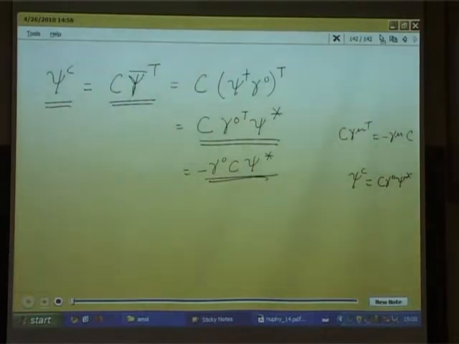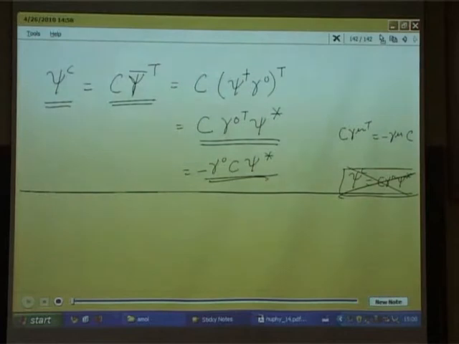So let's not use this at all. Actually, psi C should be equal to C gamma 0 transpose times psi star. It turns out that all the bases that Hazard and Martin use have gamma 0 equal to gamma 0 transpose. Strictly speaking, Hazard and Martin is not wrong. However, that is not the right definition. The definition is this. So psi C therefore is this part.